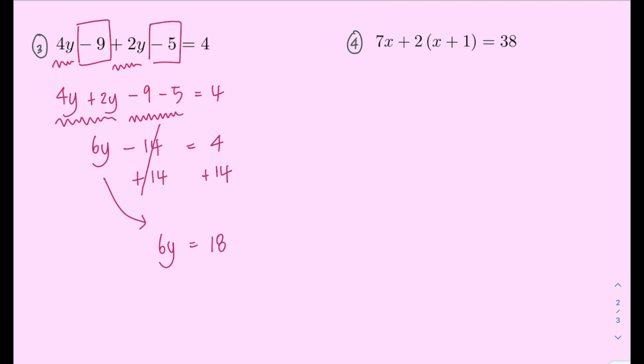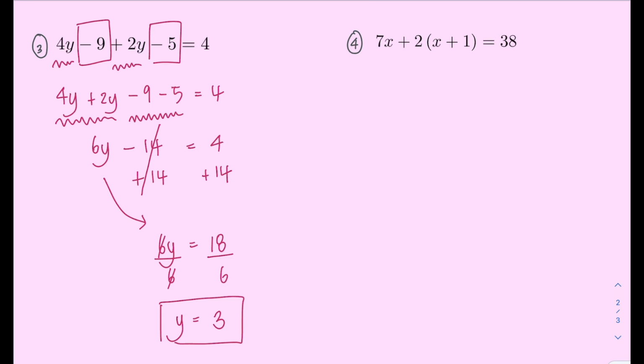6y equals to 18. 6y means 6 times y, so the inverse of 6 times is divide by 6. So you would divide both sides by 6. 6 over 6 is 1. So you can cross it out. You're left with the y on the left-hand side. On the right, you have 18 over 6. So 18 divided by 6 is 3. So y is equal to 3.